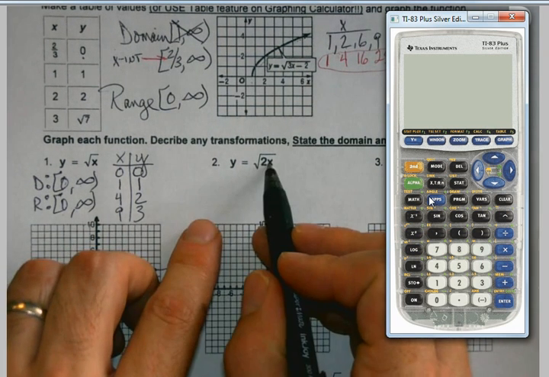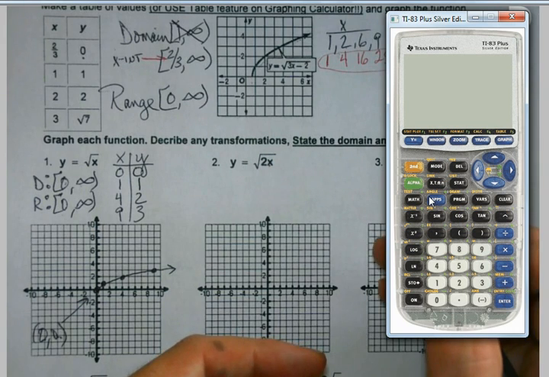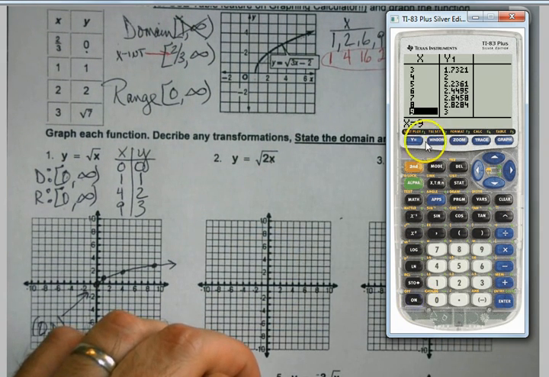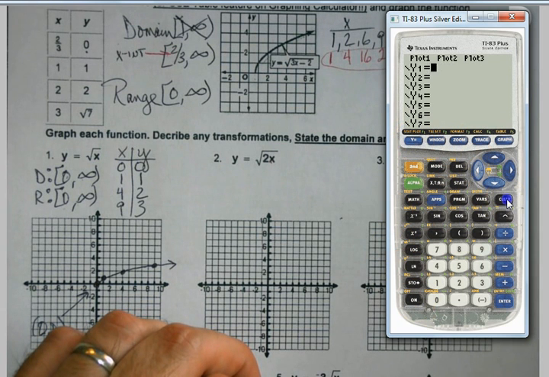Now this one is a little different. This time I've got 2x in there, the square root of 2x. Again, I want to keep working both of these so we get the point in case sometime we don't have a graphing calculator.